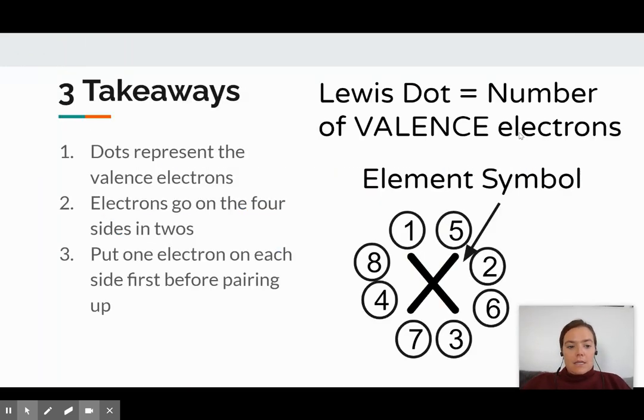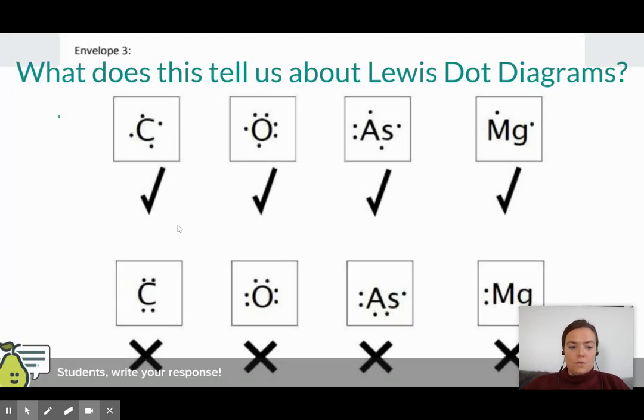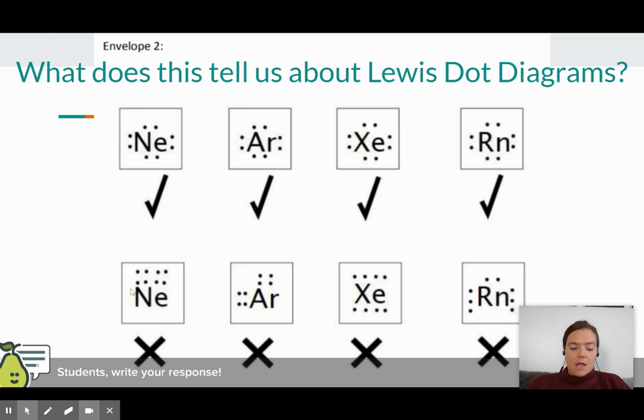All right, the next thing we learned is that the electrons go on the 4 sides in 2s. So looking here, there's 4 sides, top, right, bottom, left, and the electrons all go in pairs. You can't put more than 2 on a side. So we see that the 4 sides were kind of represented here, but you can't have 3, you can't have 4, you can't have 8 on a side, okay?